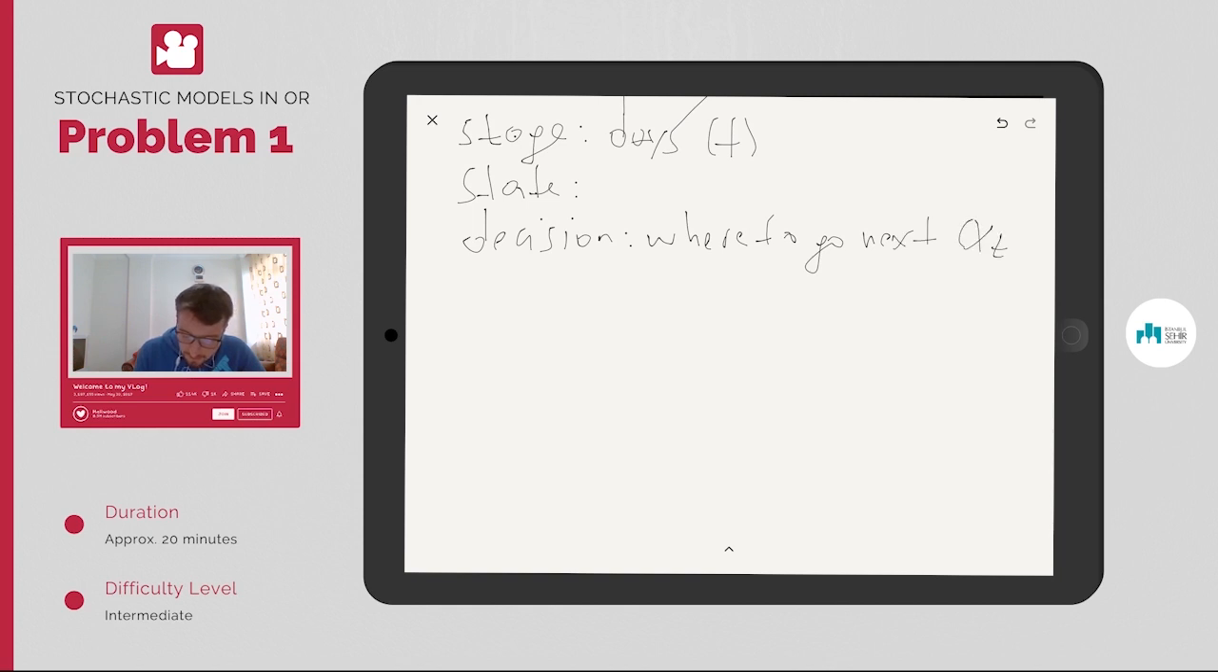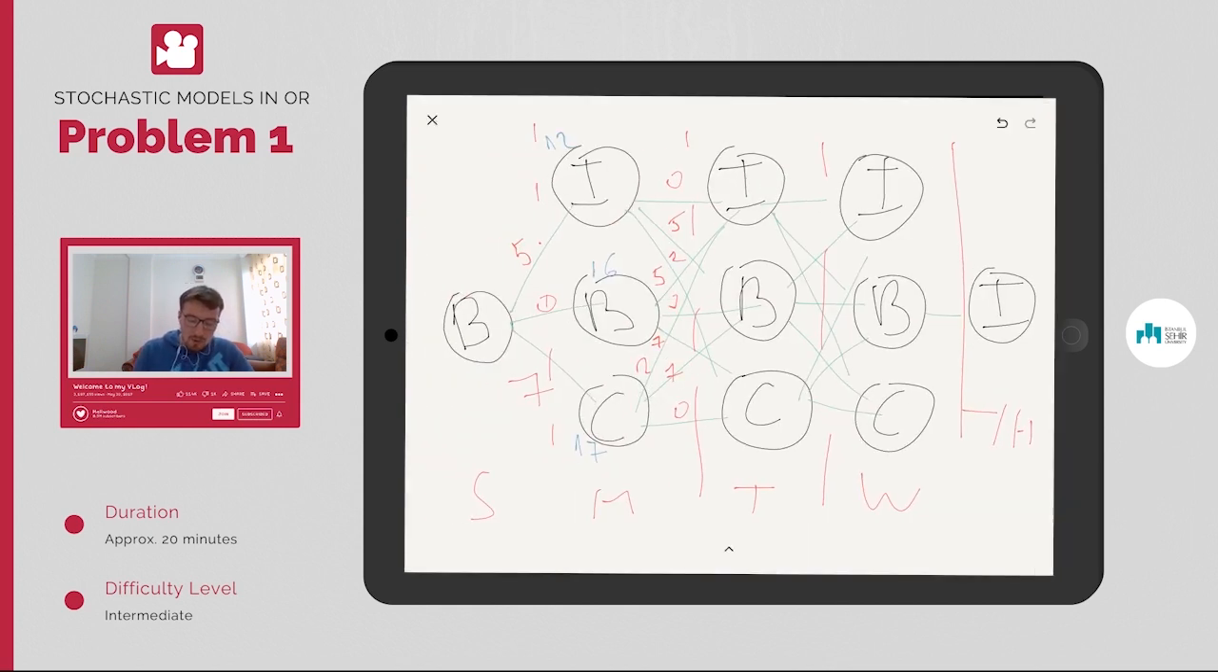Let's call this XT. And what is a state? The state is the information you need to know in order to make a decision. In this case, what do we need to know? In this case, we need to know our current location.